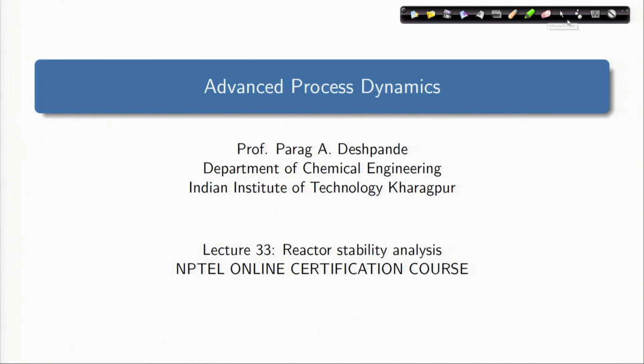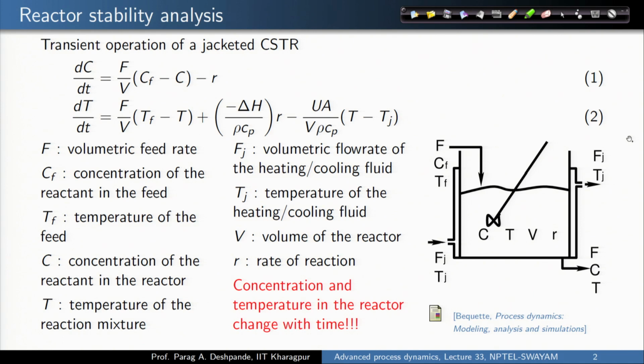So, today we will take one particular example of reactor stability analysis. Okay. So, let us have a look into the system that we have in front of us. We had this example right in the first lecture, where we saw the case of transient operation of a jacketed CSTR. CSTR stands for continuous stirred tank reactor. We gave two model equations, dC/dt is equal to F/V (C_F minus C) minus R, and dT/dt is equal to F/V (T_F minus T) plus (minus ΔH) ρ upon C_P times R minus UA upon V ρ C_P (T minus T_J).